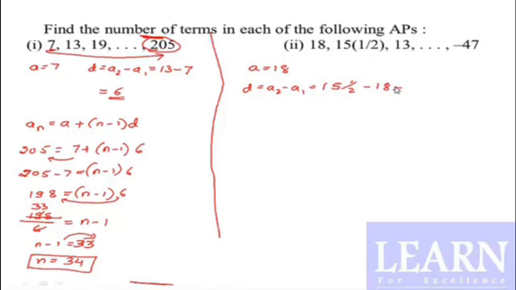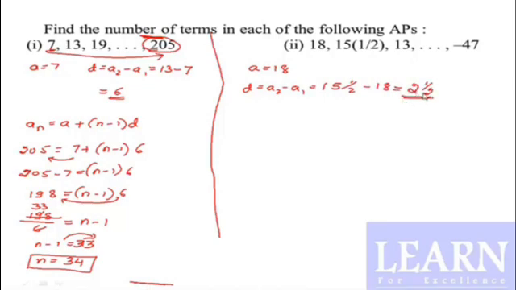What is 18 minus 15.5? Subtract 15.5 from 18. After 15.5, if you are going to add 1, it will be 16.5. Again 1 more. If you are going to add 2, it will be 17.5. Again half more, it will be 2.5. So what is the difference here? It is nothing but 2.5.